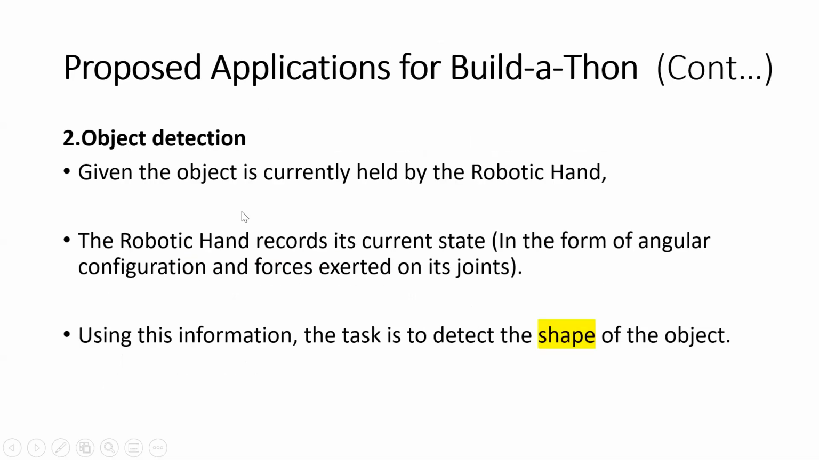Then the second problem is of object detection. Even though this looks very simple, we may not always be able to rely on the visual cues. So we may have to just identify the object based on the interaction of the robotic hand with the object. So in those scenarios, the problem statement here is just using this data coming out of the robotic hand, and Muneeb and Gaurav will talk about how this data will look like, you have to identify the shape of the object, right? So these are the two problems.